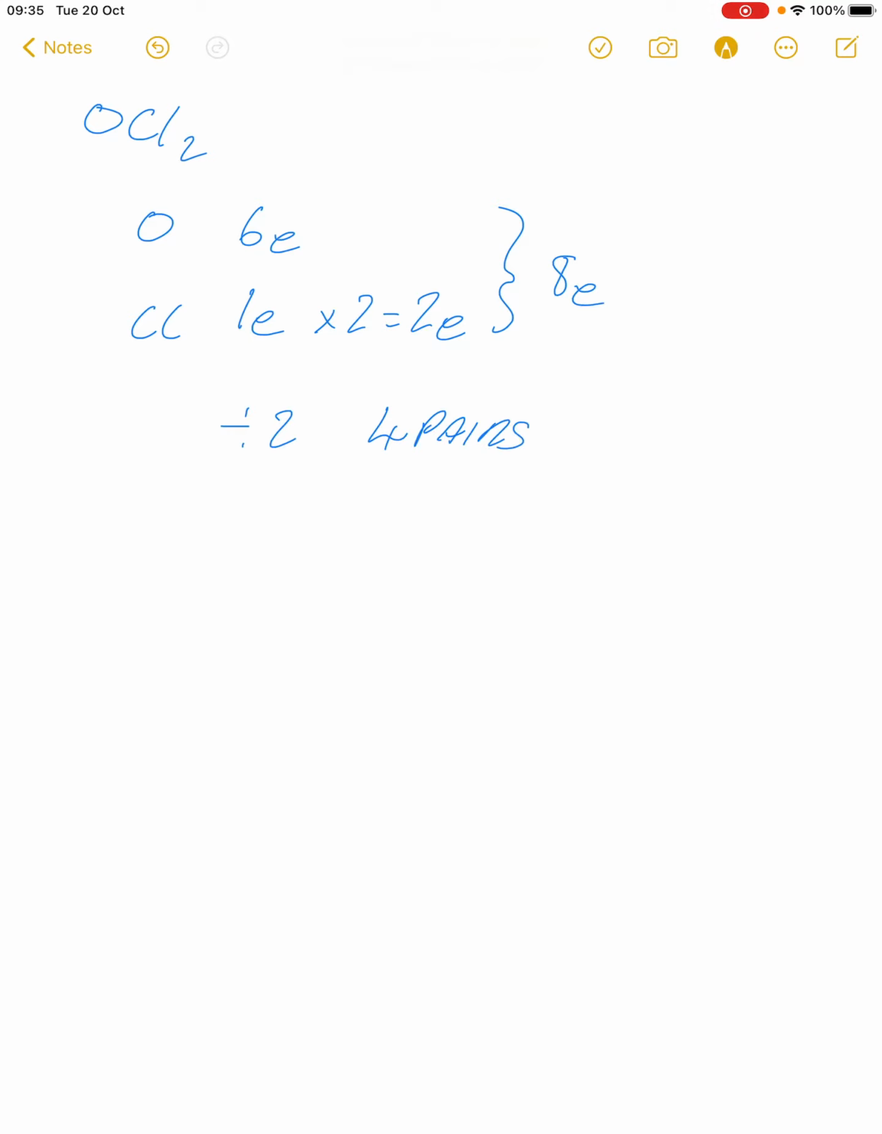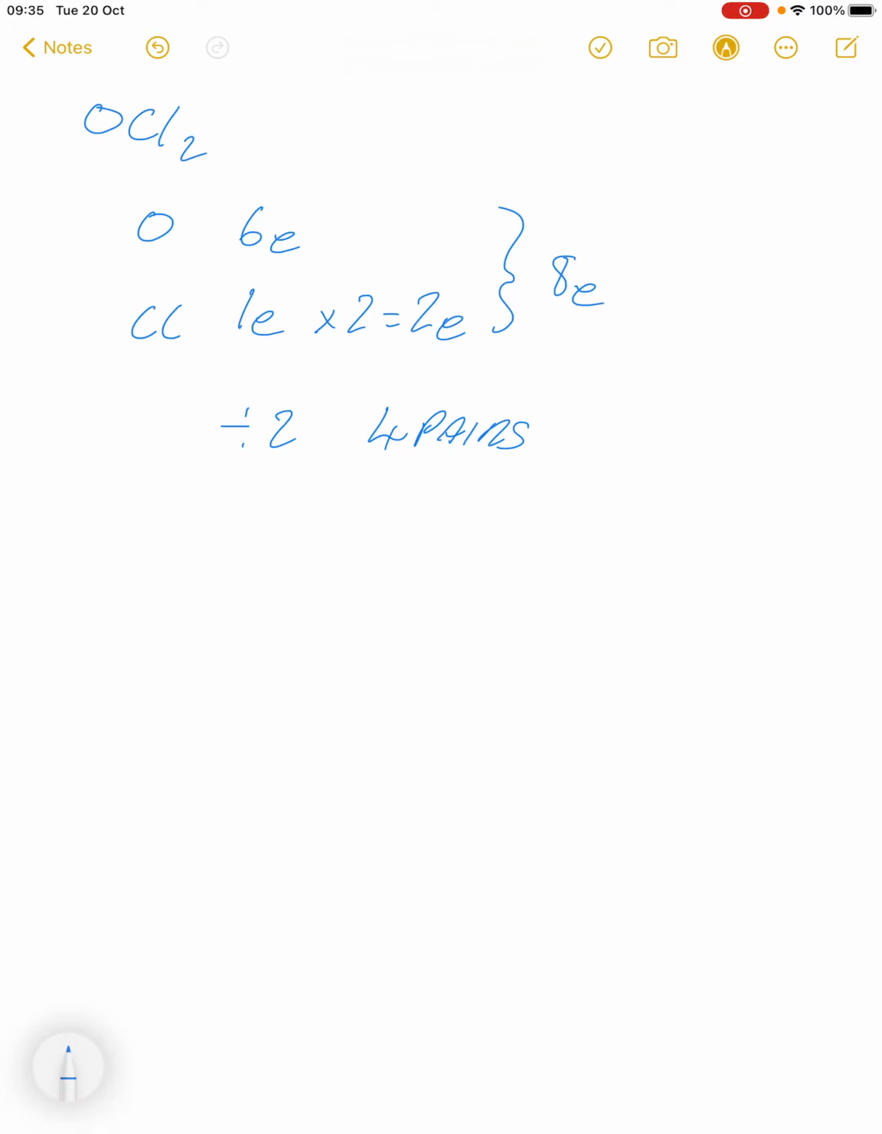So OCl2. Oxygen is the central atom and it's in group 6. It has 6 electrons in its outer shell. Chlorine forms 1 covalent bond, and there are 2 of them that we need to get on, so that's going to be 2 electrons. That is a total of 8. Divided by 2, that gives me 4 pairs of electrons.